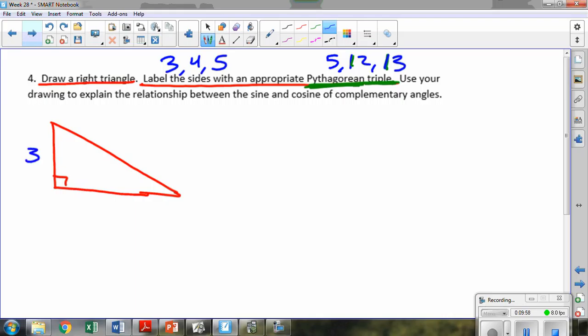Okay, so we'll take 3 and 4 and 5. Obviously, my drawing is not to scale. It's a 3, 4, 5 triangle. It doesn't actually look like this, but we don't need the angles. We don't need it to look perfect.